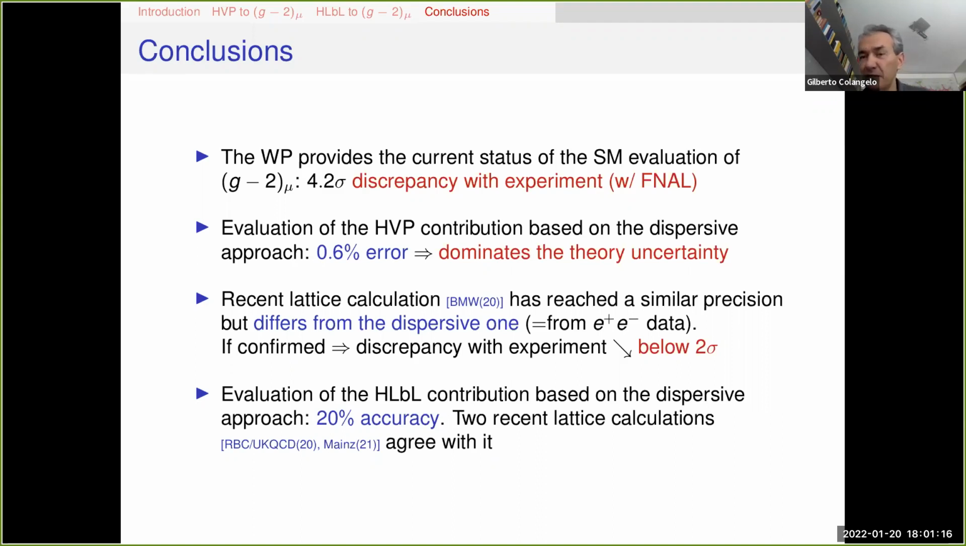Now, if the BMW result were the correct answer, the discrepancy with the experiment would come down to below 2 sigma, which would change the picture completely. However, this discrepancy with the dispersive evaluation has to be understood. The hadronic light-by-light contribution has been calculated based on a dispersive approach with an uncertainty of 20% accuracy, and two recent lattice calculations have confirmed it.